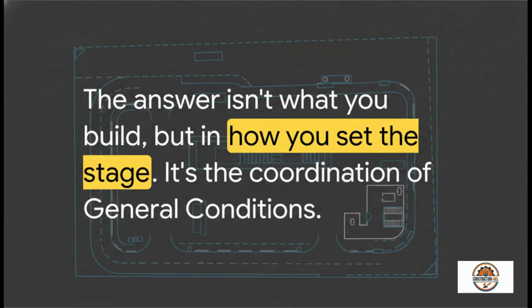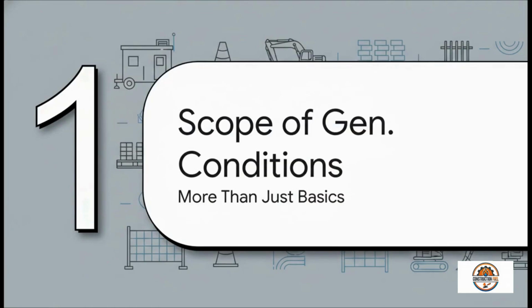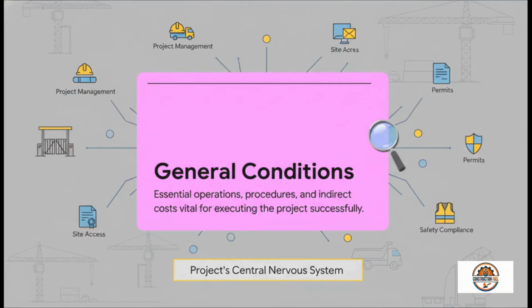And it all boils down to this one critical and honestly often overlooked part of any project: coordinating the general conditions. So, to really grasp why this is such a huge deal, we've got to talk about what general conditions actually are. And trust me, it's way more than just a line item for a site trailer. Okay, so a good way to define it is this. General conditions are all the essential operations and indirect costs that, while not part of the physical building, are absolutely vital to get the project done right.